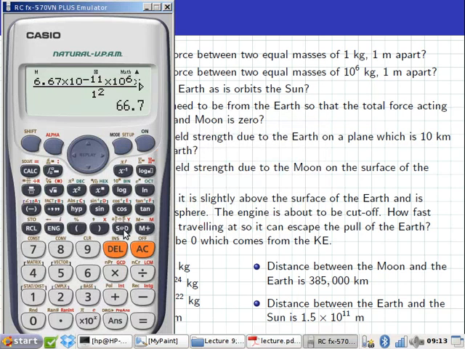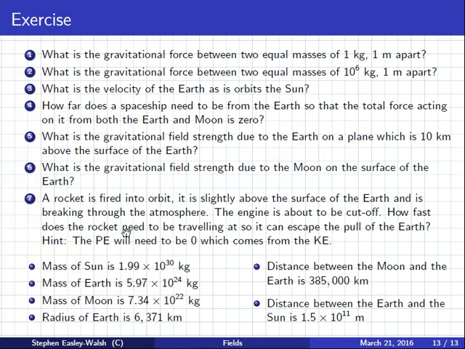Even this is quite small, like 10 to the 6 kilograms. That's 1 million kilograms. So even if you have 1 million kilograms beside 1 million kilograms, 66 newtons doesn't actually seem like a lot. It's not really going to do much to the 1 million kilograms. So again, the point I'm trying to make with the first two questions is that it is a small force. It's actually a weak force.